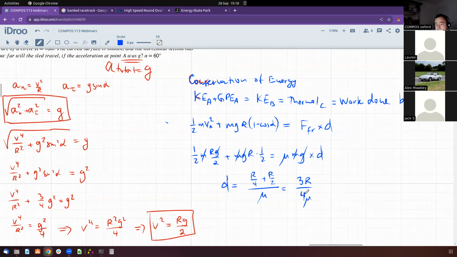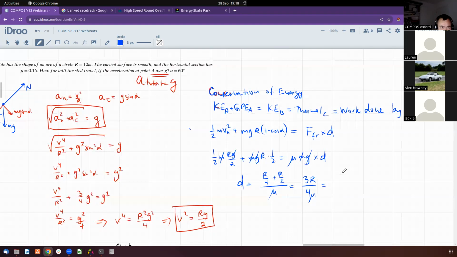And you can see that the units are consistent, because that's radius, it's meters, and mu is unitless. Beautiful. So the sled will travel 30 divided by 0.15 meters, which is 200, I believe. Be embarrassing. 30 divided by 0.15, 200 meters. Yes, the distance traveled by the sled is 200 meters.